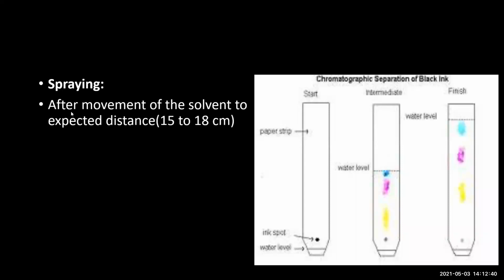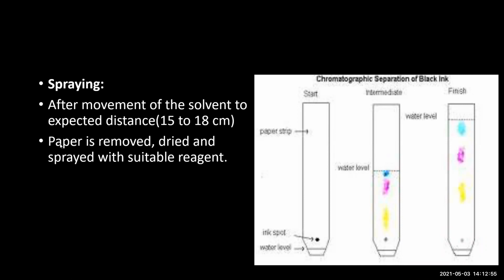So when do we spray? After the movement of solvent to the expected distance. Whatever expected distance it is, it is visible. In this case, it is 15 to 18 centimeters. Once the solvent has moved, we spray the paper. We remove the paper from the instrumentation. We make sure there is no more movement of solvent happening, and that there is no connection to other chemicals that are placed.